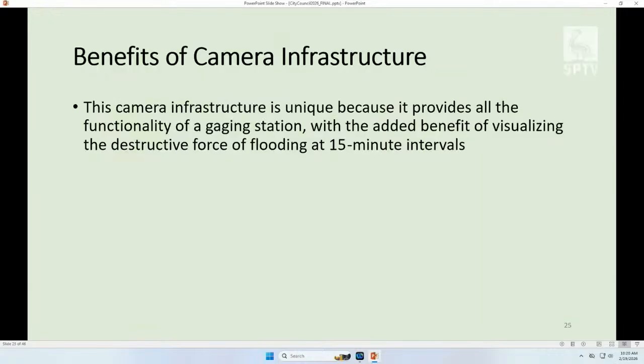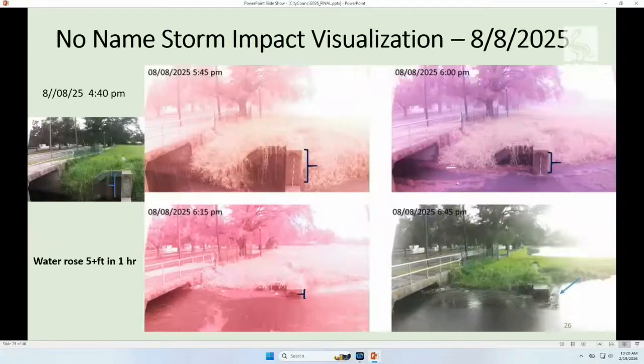So the basic camera infrastructure is the functionality of the gauging station, but it gives you more than the gauging station. It allows you to see the infrastructure, right? And here is an example, a no-name storm on 8/25 in Bears Creek. It's First Avenue North, and that 58th and 49th, that's flooding all the time. You can see in 15 minutes how much water rose. At 5:45 p.m. you can see the whole pole. In 15 minutes, you can see only two of those folds. Like this is 2.5 feet of water. Look at that at 6:45. It's buried.